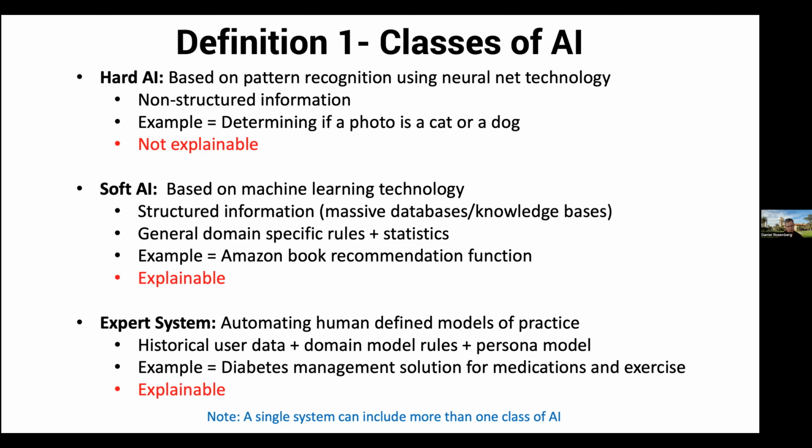Soft AI is primarily based on machine learning, and you're dealing with massive knowledge bases. There can be specific rules and statistics applicable. An example here would be the Amazon book recommender. It's really working on a lot of data, and it is in fact explainable. Amazon doesn't show this to you, but they have good reasons for recommending what they recommend. And it's debuggable because it's explainable.